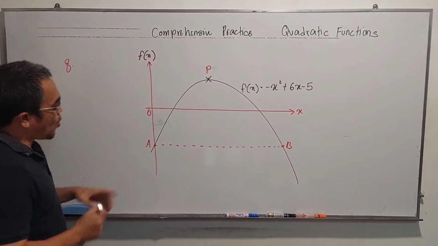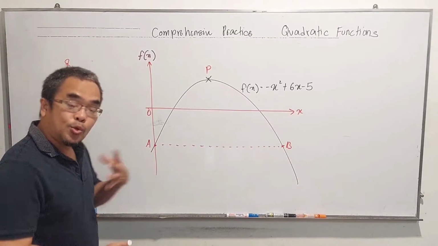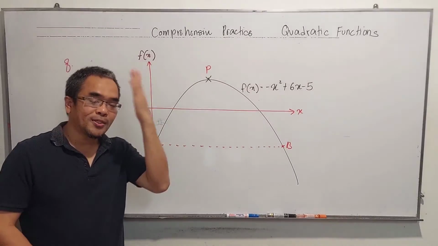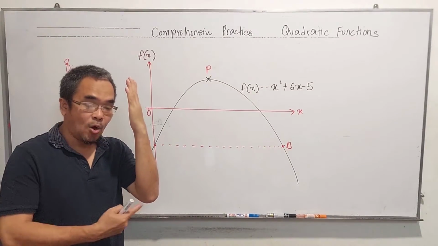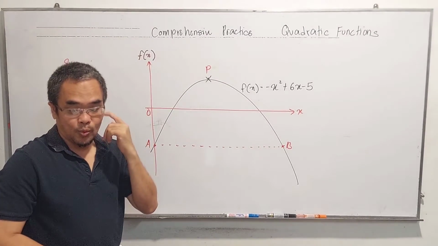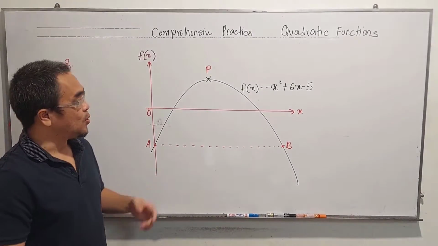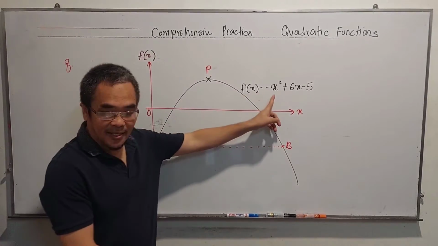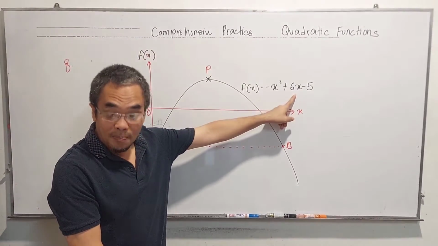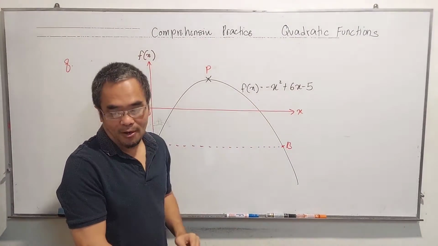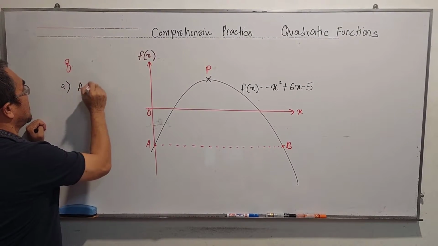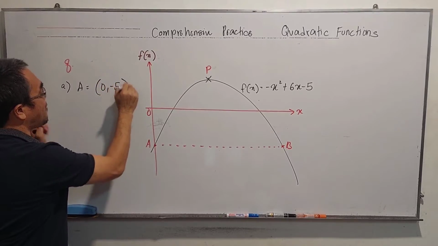In order to get the coordinate of point A, you use something you know about the coordinate of A. That is, on the y-axis, the x is always 0. Okay? So you could replace x with 0. So 0 squared will be 0, plus 6 times 0 will be 0. So what is left? Negative 5. So A will be (0, -5).